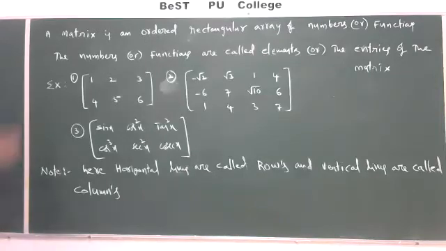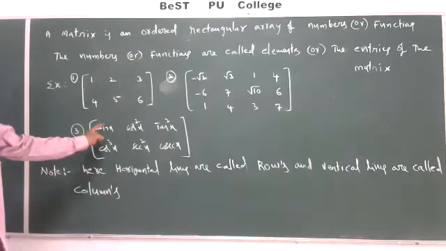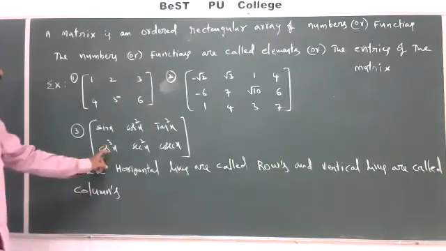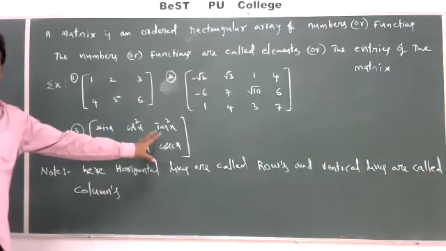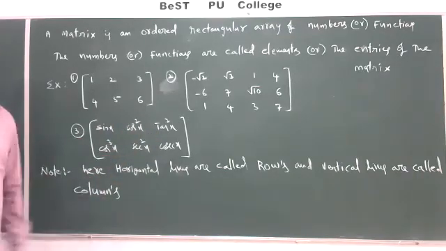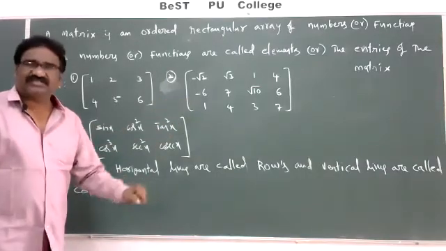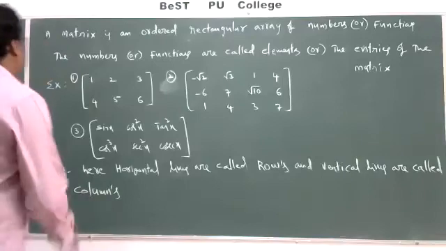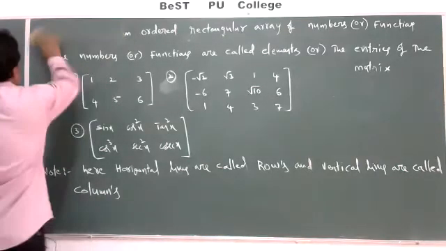And what are the elements in the matrix? The numbers or functions in the matrix are called elements or entries. Here sin x, cos square x, tan square x, cos cube x, secant square x, cosecant x are elements or entries of the matrix. In that matrix, horizontal lines are called rows and vertical lines are called columns. Next, make a heading, order of the matrix.